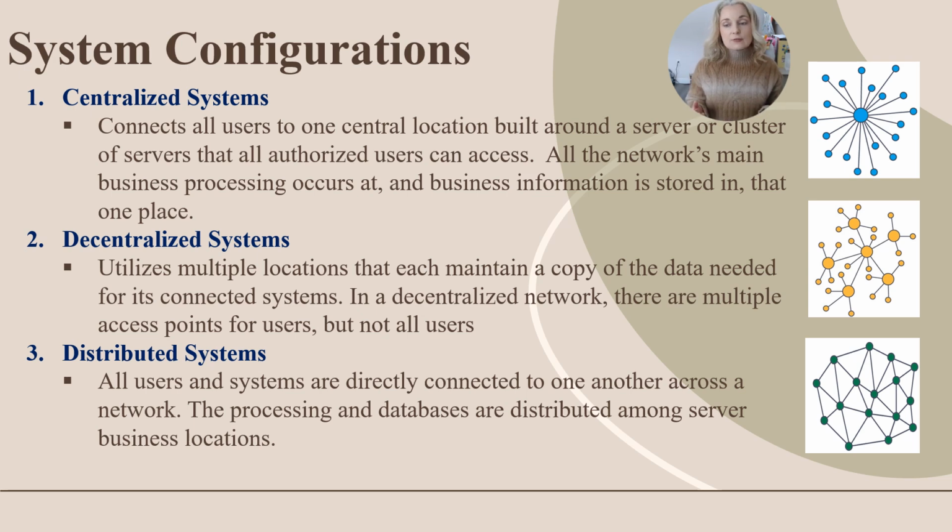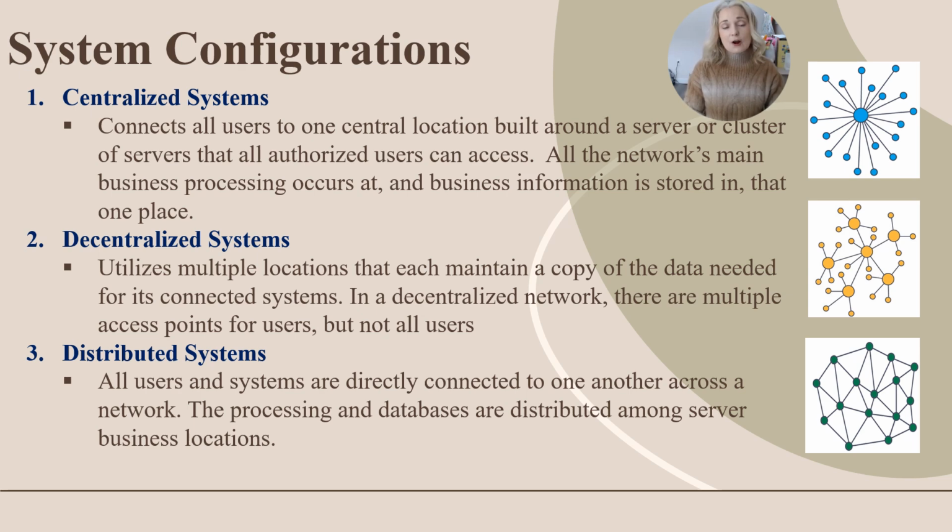In decentralized systems, on the other hand, you have multiple locations that each maintain a copy of the data needed for its connected systems. And in a decentralized network, there are multiple access points for users, but not all users. So for example, if I have an international company, I might have one decentralized system operating in North America, another one in South America, another one in Asia, Europe, Africa, so on and so forth.